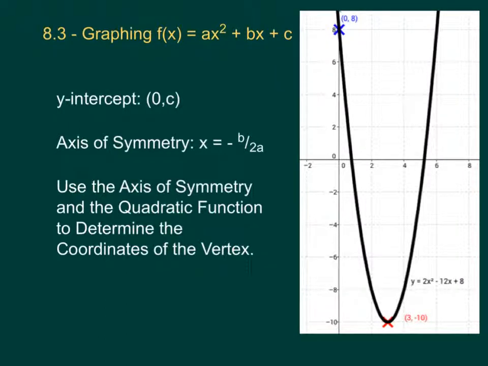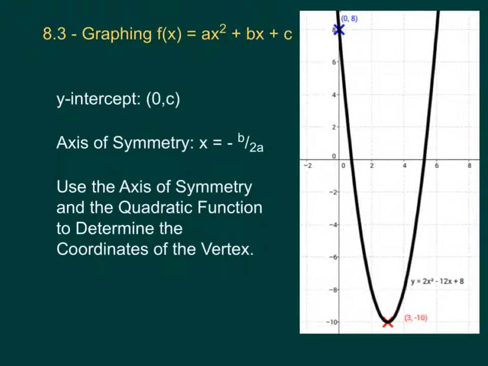Section 8.3, graphing f of x equals ax squared plus bx plus c. The parabolas we've looked at so far have been of the form f of x equals ax squared or f of x equals ax squared plus c. The introduction of a into the equation created a change in the shape of the parabola, either opening up or down, or opening wide or narrow. The introduction of c allowed us to move the parabola up and down along the y-axis.